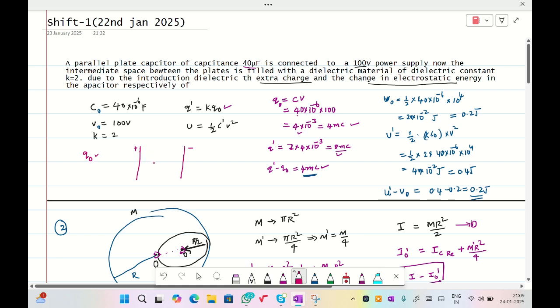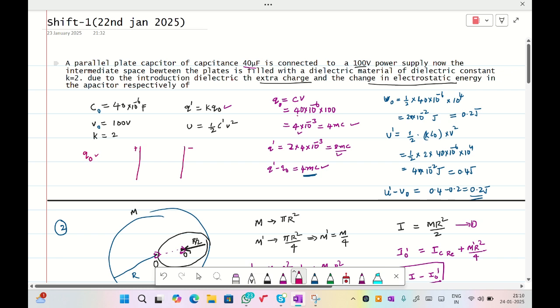Now, without changing the power supply, that means the voltage, the battery is not disconnected. Here two cases are there. One is battery not disconnected, one is cell disconnected. Then how the charge, energy and capacity will change. Already two cases are there, and this question is related to one case.